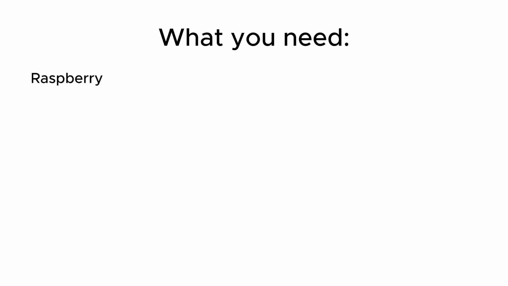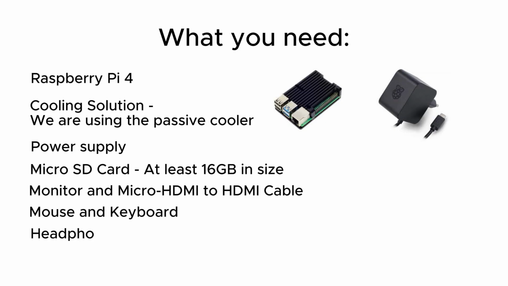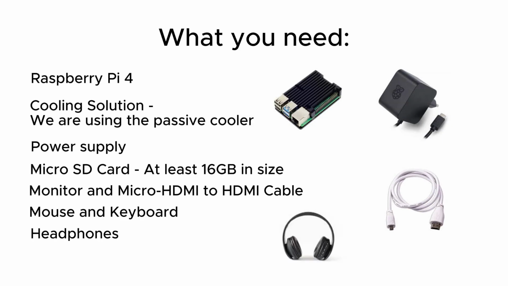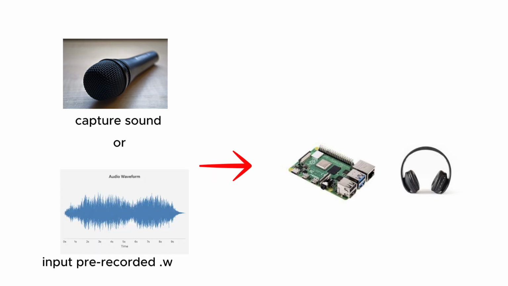Which AI architecture is best for sound? To follow along, you will need a Raspberry Pi 4, cooling solution, power supply, micro SD card, monitor and micro HDMI to HDMI cable, mouse and keyboard, and headphones. Now you can play the music and capture it with a microphone connected to the Pi, or just input the file.